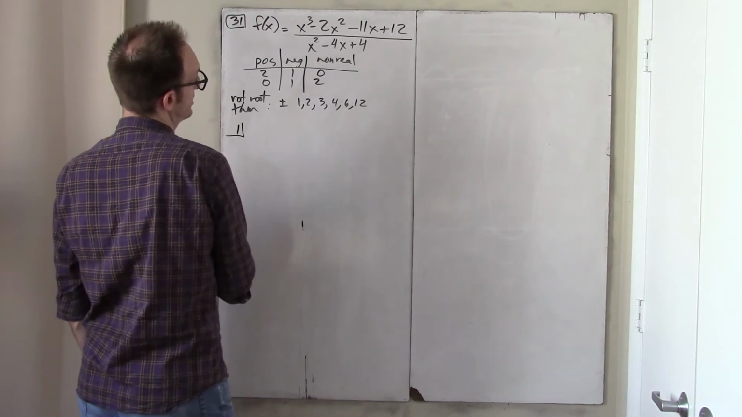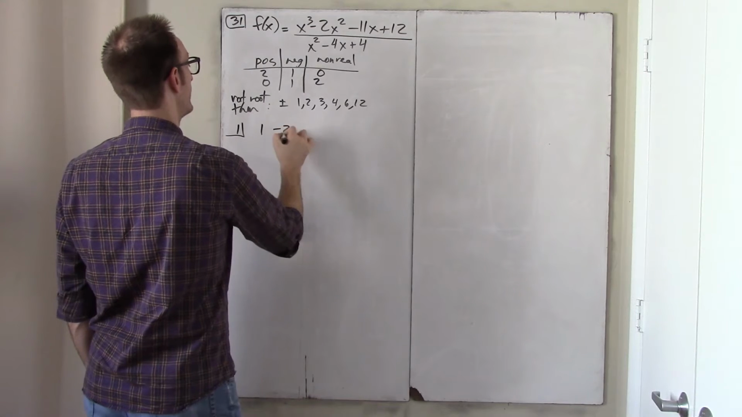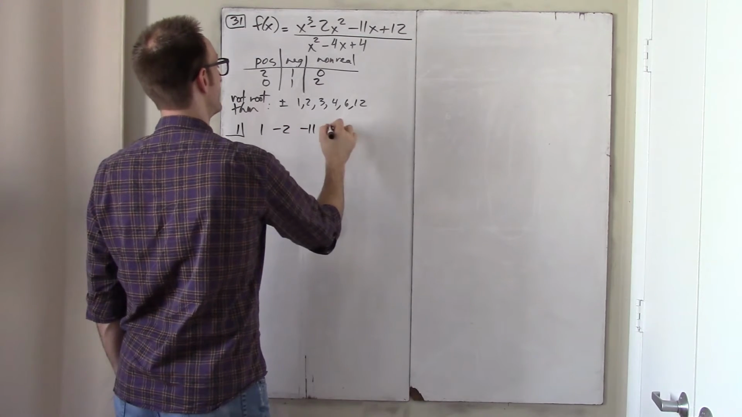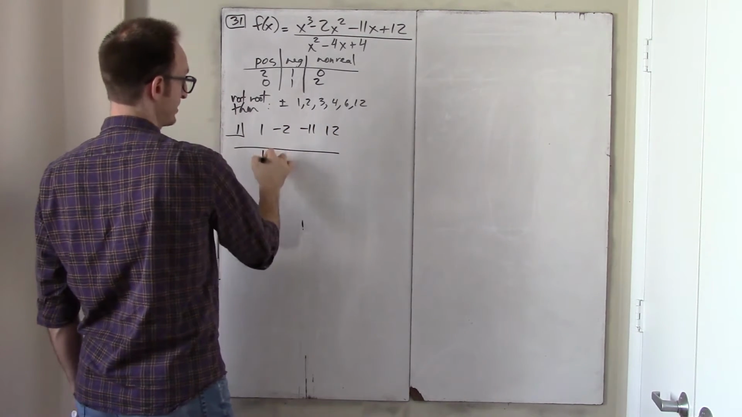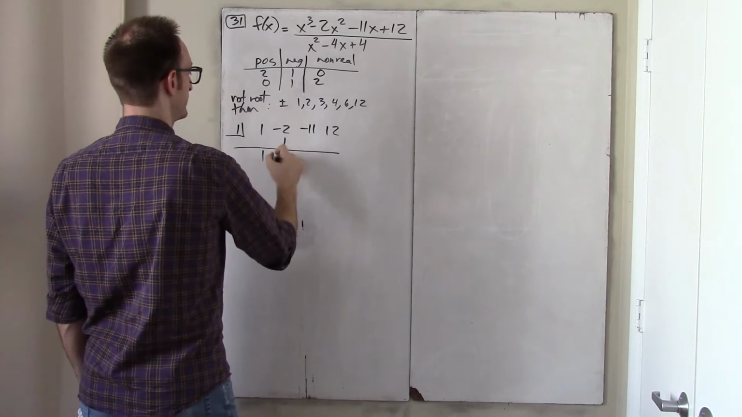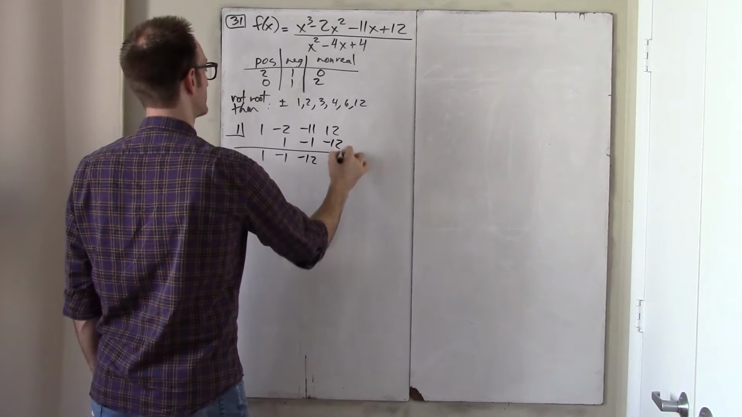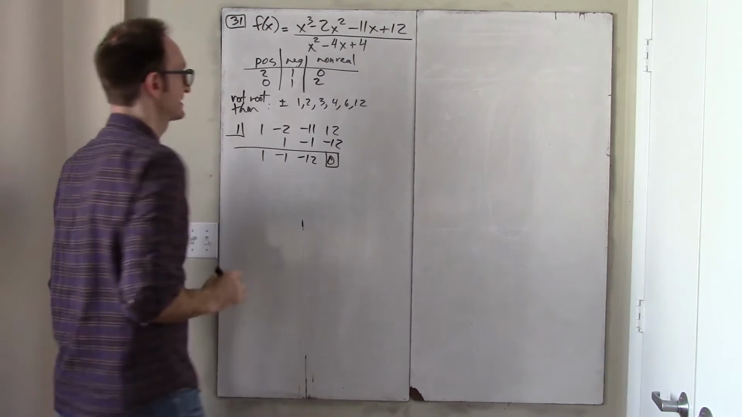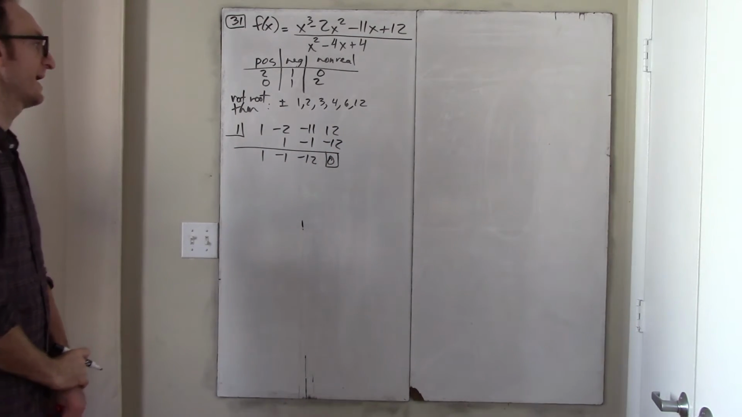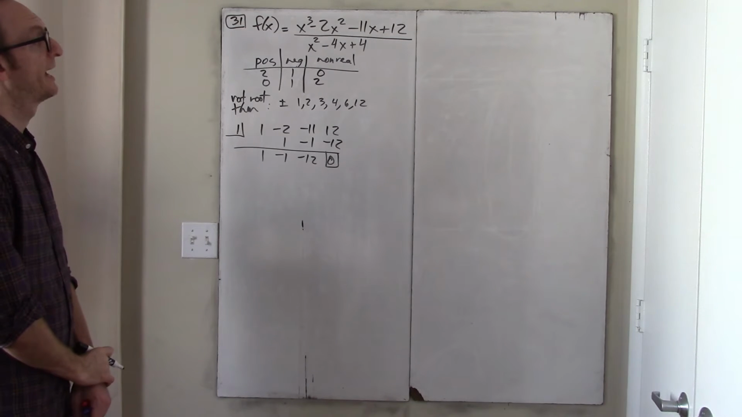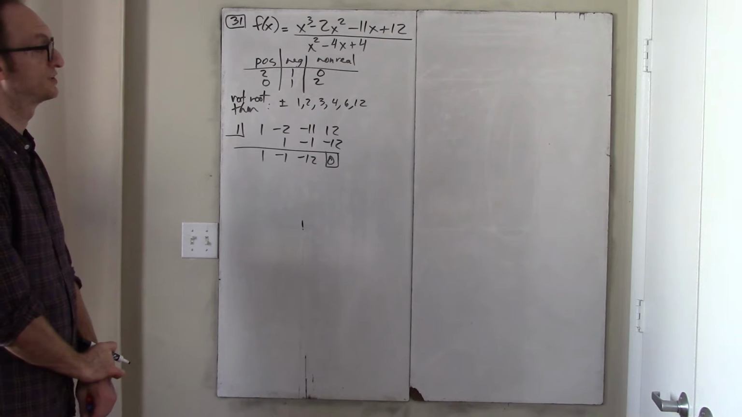Oh, let's just go with our trusty law of ones. Surely that won't fail us. Let's see, I don't actually know what happens. I get a 1, 1, negative 1, negative 1, negative 12, negative 12. Boom! That's so wonderful. So 1 is a root, and it just is.